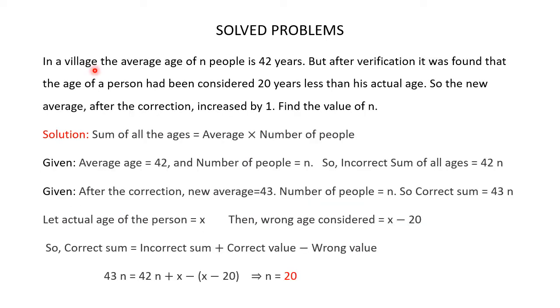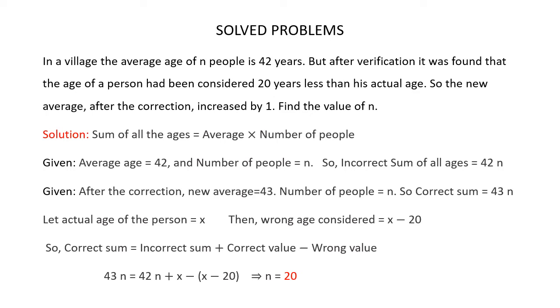In a village, the average age of n people is 42 years. But after verification, it was found that the age of a person had been considered 20 years less than his actual age. So the new average after the correction increased by 1. Find the value of n.